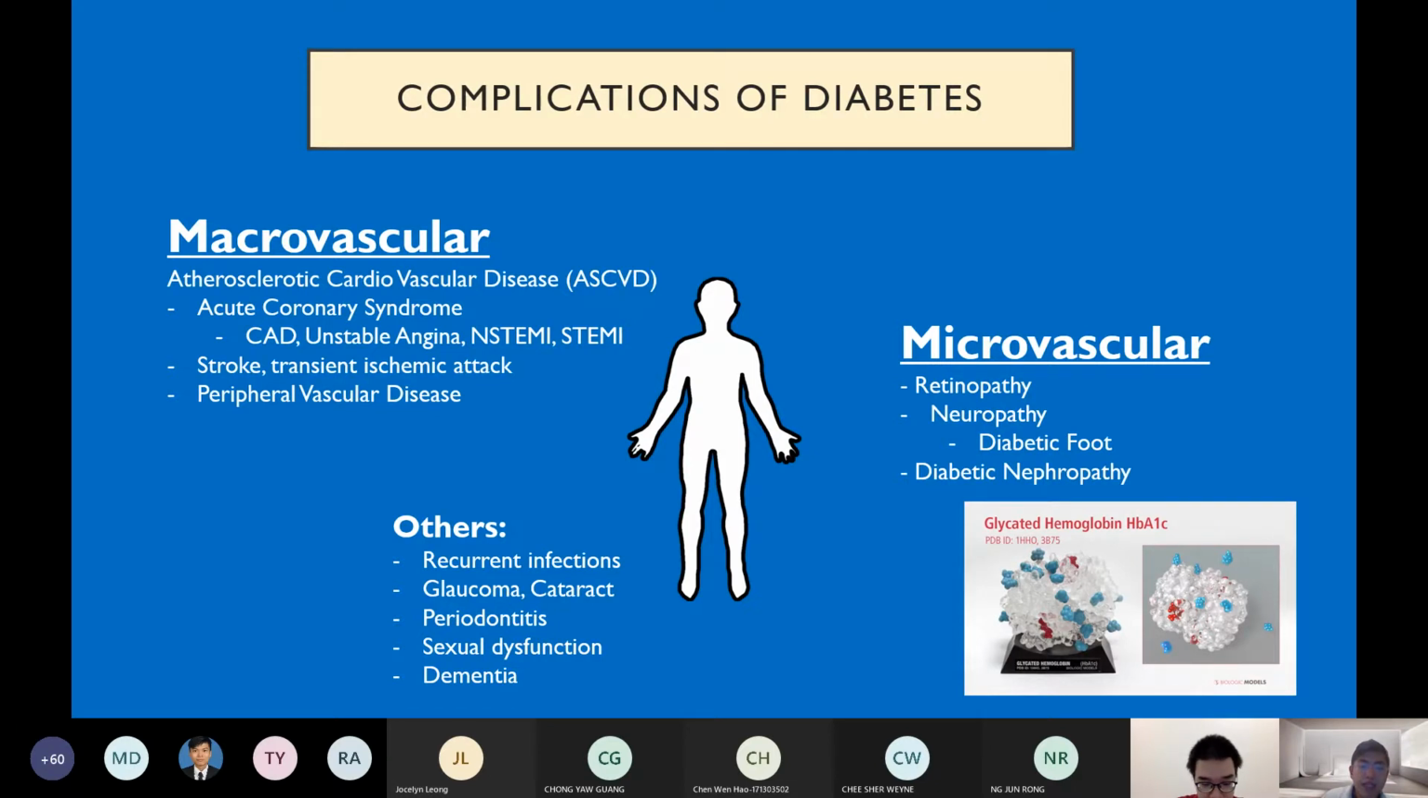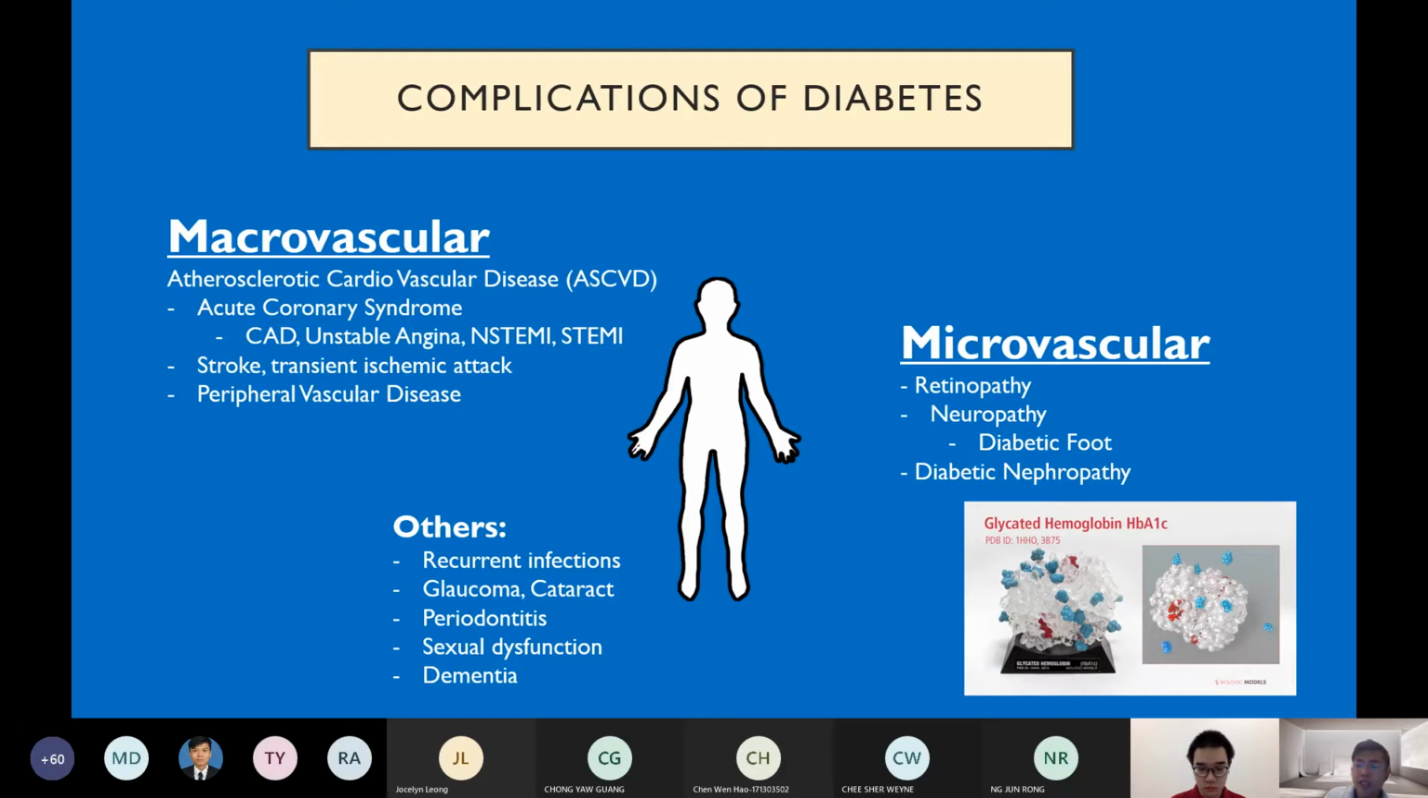Okay, and other eye diseases, like I mentioned just now, cataracts and glaucoma also are increased in patients with diabetes. And one condition that is less talked about is periodontitis, which is also much more common amongst patients with diabetes. And patients with periodontitis also have a higher predisposition of developing poorly controlled diabetes.